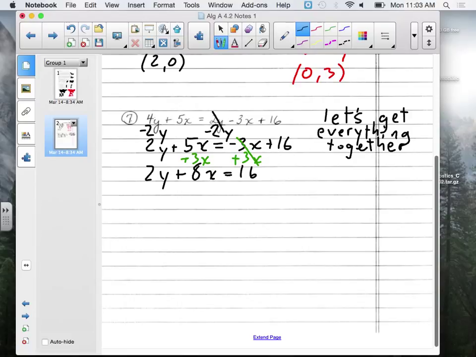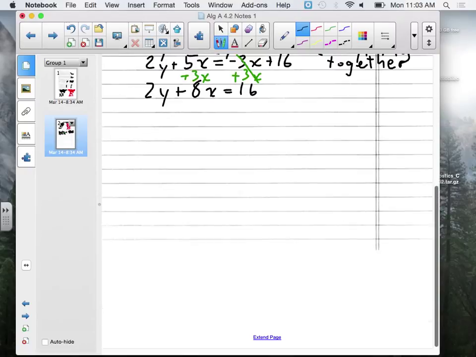Does it matter that the y is first? No. Nope, right? Because with addition, it doesn't matter which goes first, right? 4 plus 1 is the same as 1 plus 4, right? All right, so now we have to find the x-intercept and y-intercept.